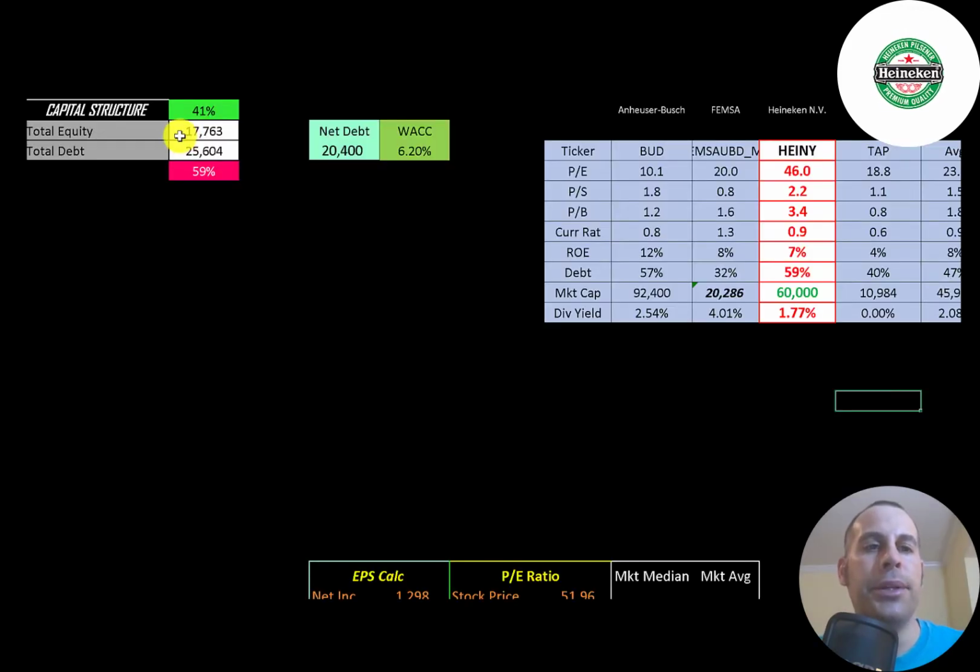Let's look at the capital structure, $18 billion of equity, $26 billion of debt. They're 41% equity, 59% debt, and their net debt is $20 billion. Their WACC is 6.2%, and that's the discount rate we're going to apply to the future cash flows.